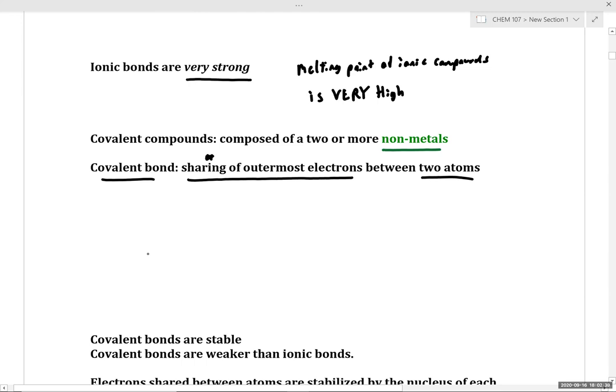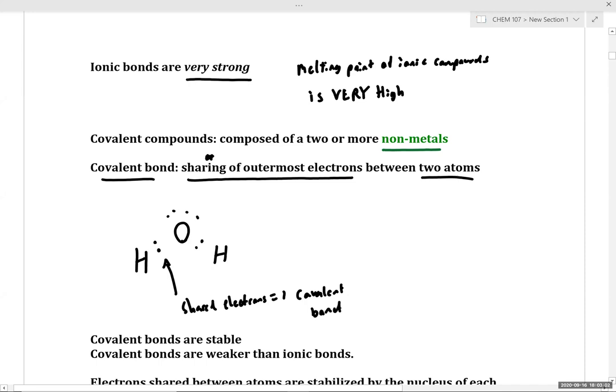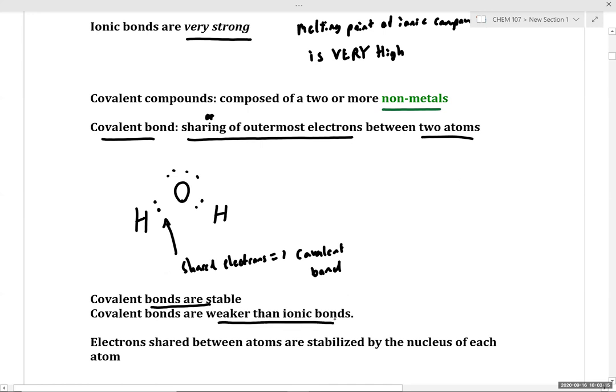let's do water. In water, we have the sharing of electrons between hydrogen and oxygen, and these shared electrons are known as a covalent bond. Covalent bonds, sharing. Ionic bonds, positive charge likes negative charge. Okay, covalent bonds are stable, but they're weaker than ionic bonds.